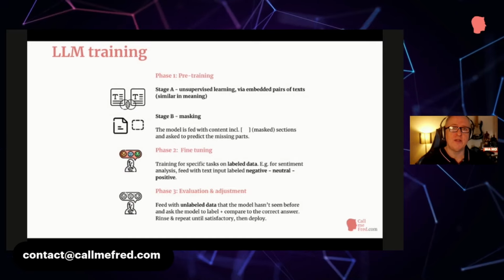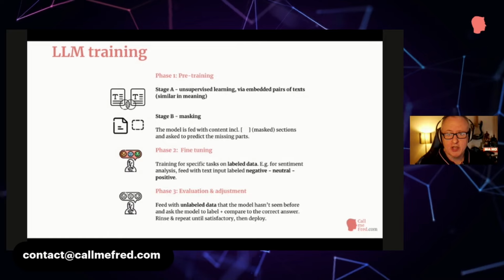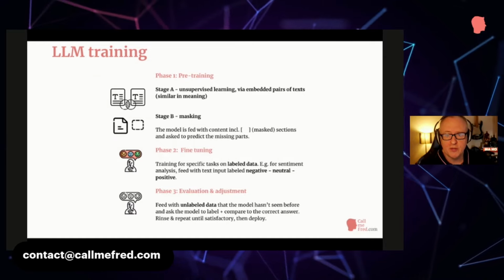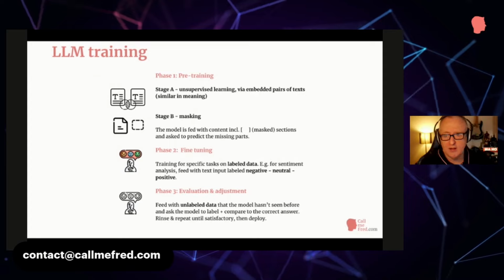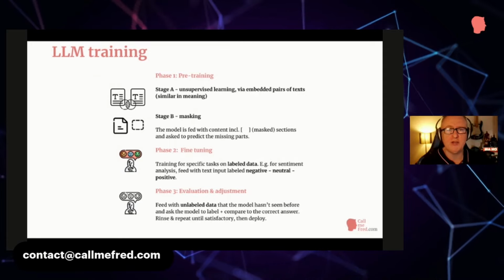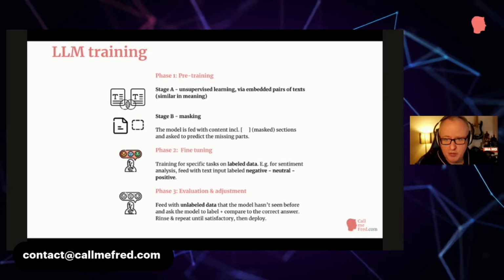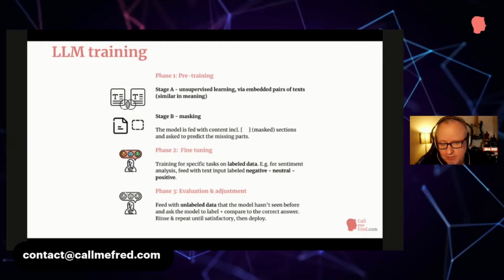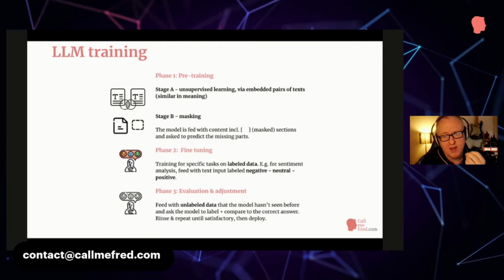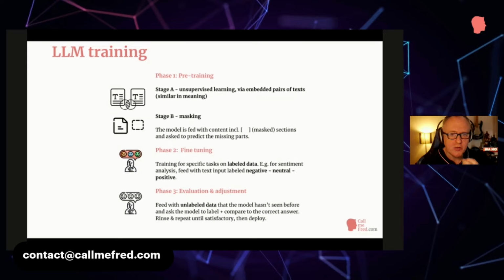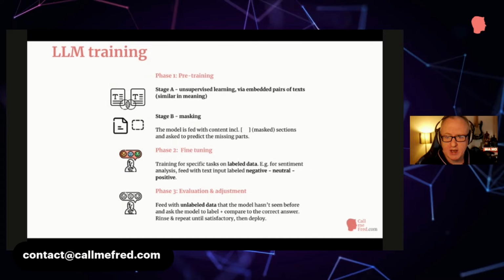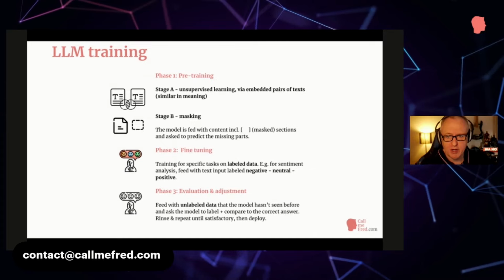Training LLMs is a massive endeavor which requires tons of labeled data and computing power. In the initial stage of the first phase, it taps into some good old school NLP and a corpus of human annotated text data. Then it moves into masking, fine-tuning, and evaluation. Let's see the details. The learning process starts with pre-training. The first stage of the initial phase is unsupervised learning via embedded text pairs, similar in meaning.